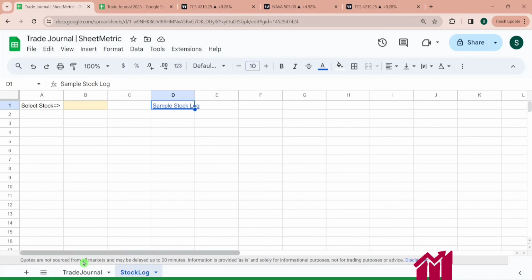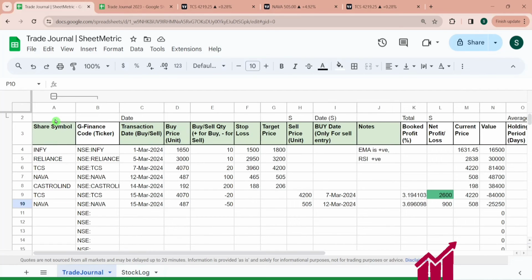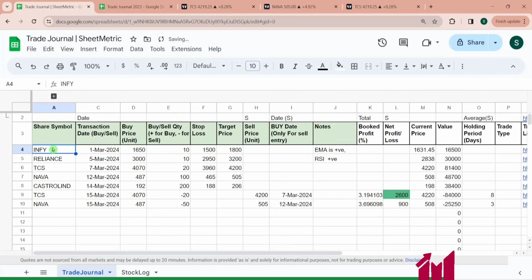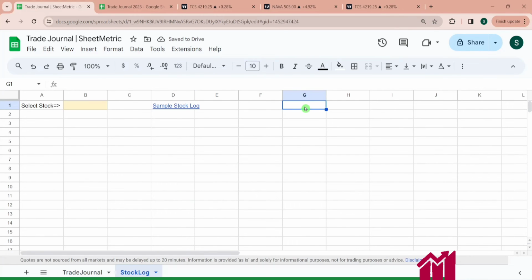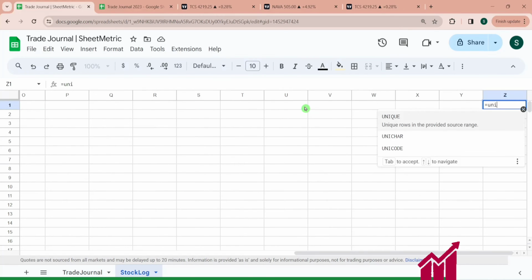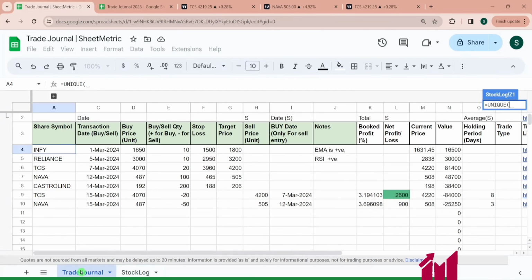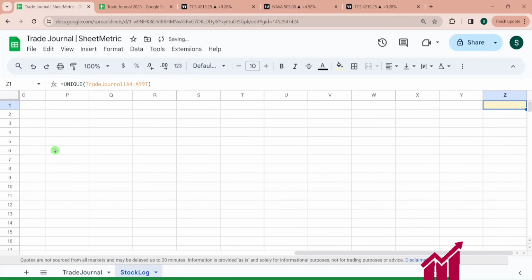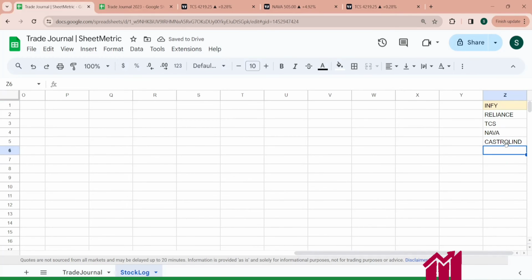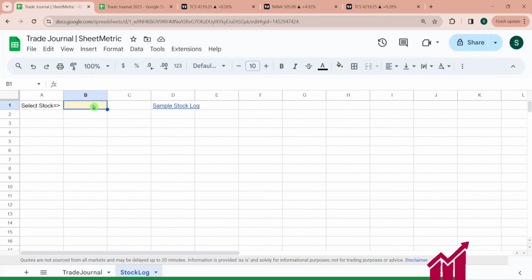For that, I need to get the symbols of all the stocks over here uniquely. So I am using the UNIQUE function, and then I am running this unique function from here to here. This will auto populate as we enter any new trade. Let's say I went into Natco Pharma and made an entry in the trade journal, it will come over here. Then I can build a drop down over here.